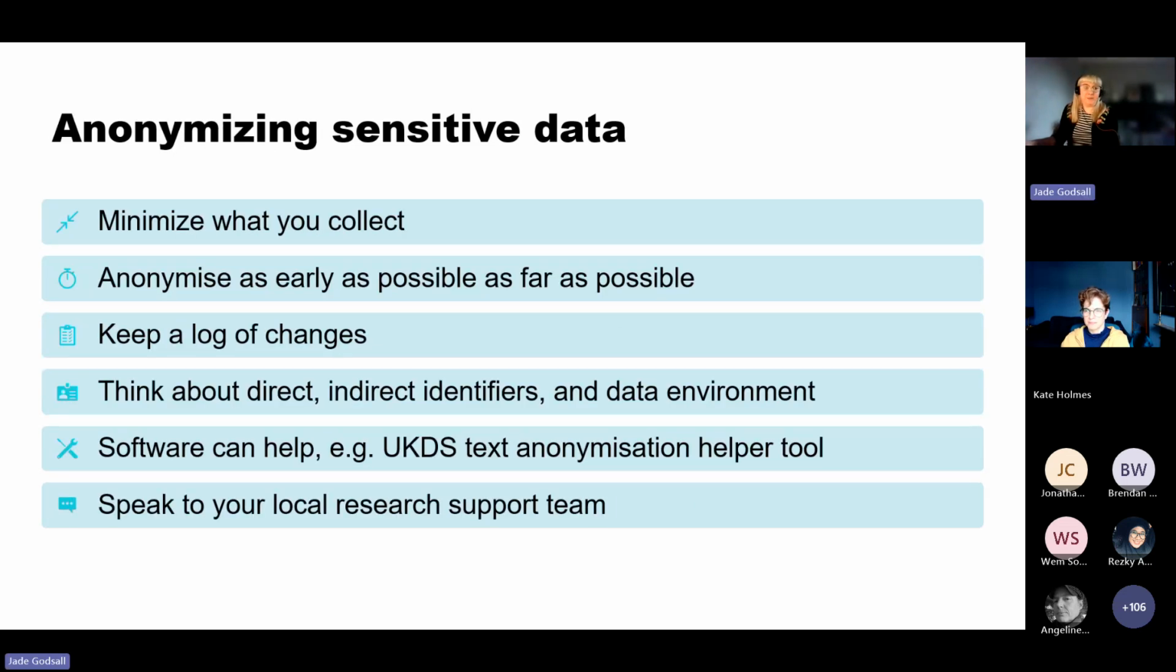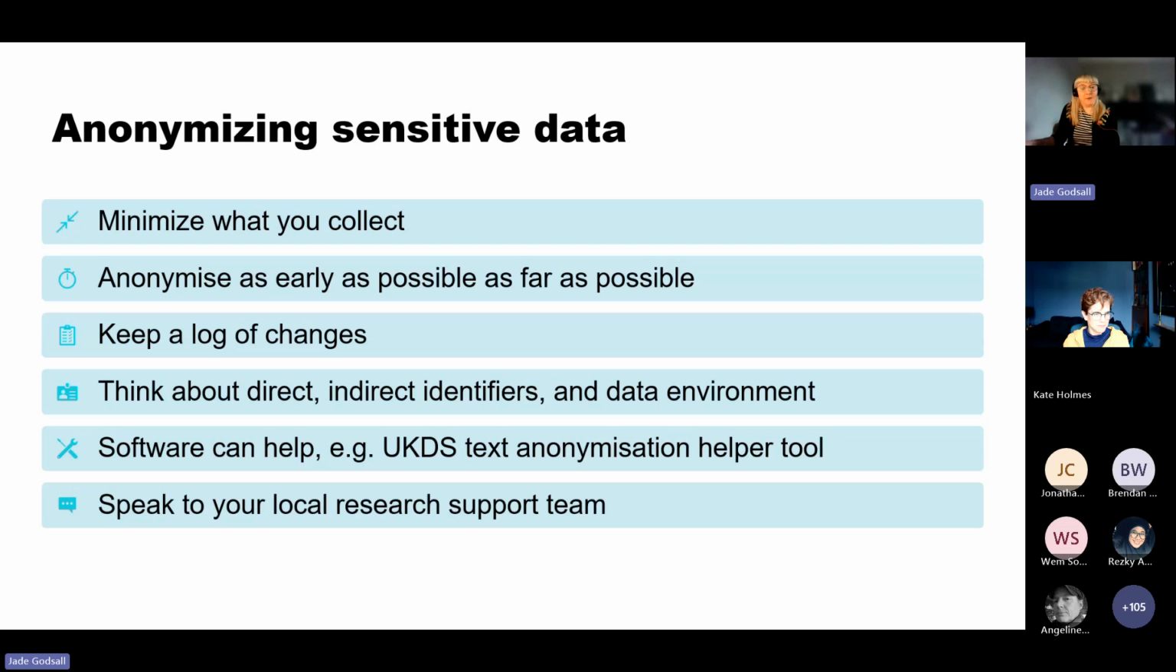You also then, when you come to anonymizing sensitive data, from the start, minimize what you collect. So what are your minimum variables needed? What level of precision is needed? Can you mask any identifiers at the point of collection? And you also want to anonymize as early as possible and as far as possible. So as much as you can do early on. It also helps to keep a log of changes at the start, so you have a consistent approach throughout, especially if you're going through a lot of transcripts or things like that.